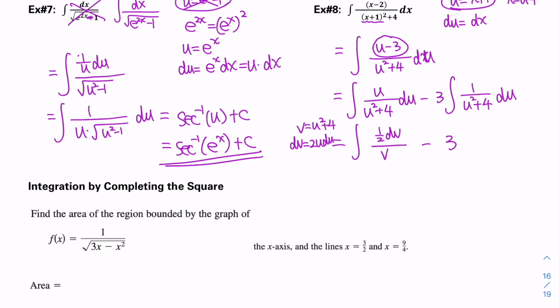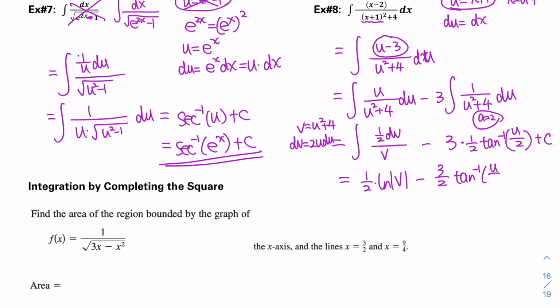The other one is directly inverse trig. A equals 2. 1/2 tangent inverse u over 2 plus c. So this one gives us 1 over 2 ln v minus 3 over 2 tangent inverse u over 2 plus c. Now we just plug v and u in. So v equals u squared plus 4 and u equals x plus 1. We get 1 over 2 ln of x plus 1 squared plus 4, minus 3 over 2 tangent inverse of x plus 1 over 2, plus constant c.